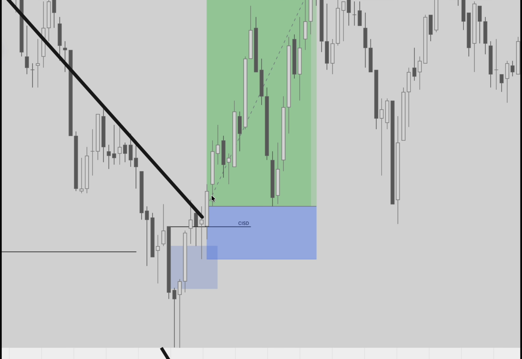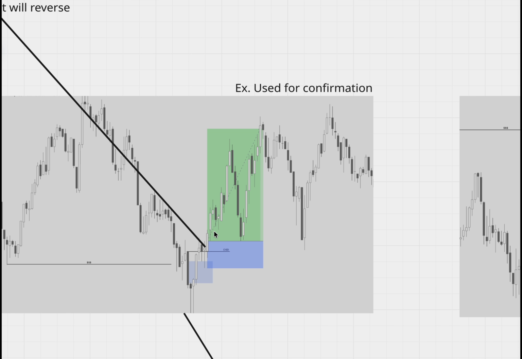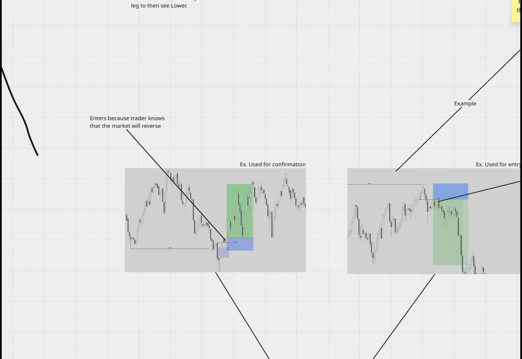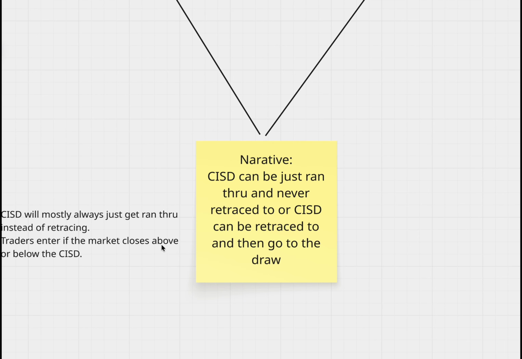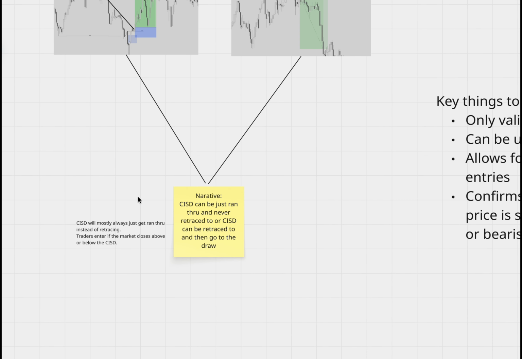But you can see that it doesn't end up retracing to it, just because this inverse rally gap just gave us that much juice to actually go to whatever draw, which is buy side liquidity. But yeah, so the narrative of that change in the state can just be ran through and never retrace to, or it can be retraced to and then go to the draw. But most of the time, obviously, as I explained, change in the state will most likely just get ran through instead of retracing. So traders enter when it closes above the change in the state.